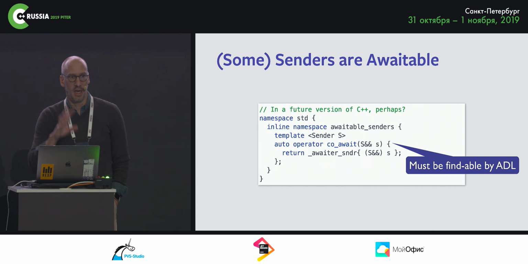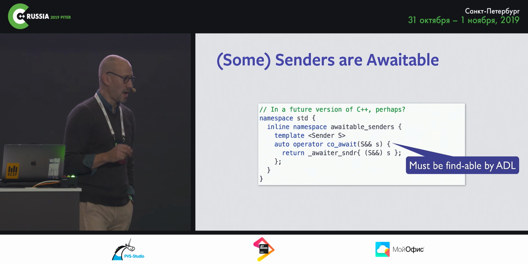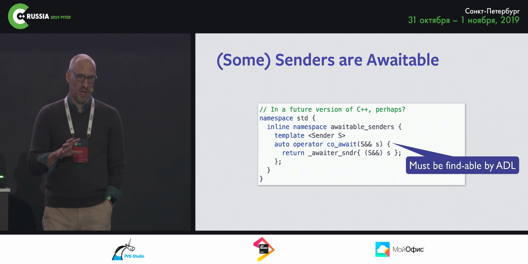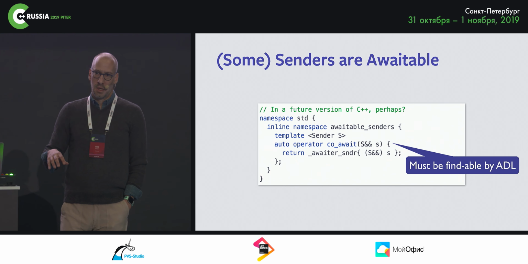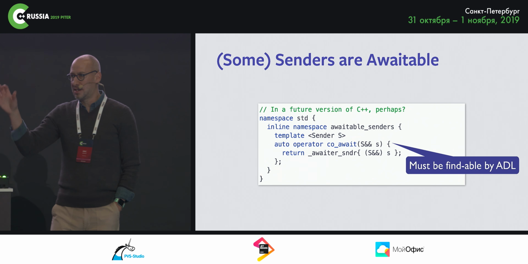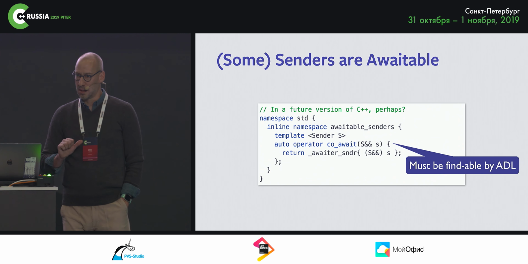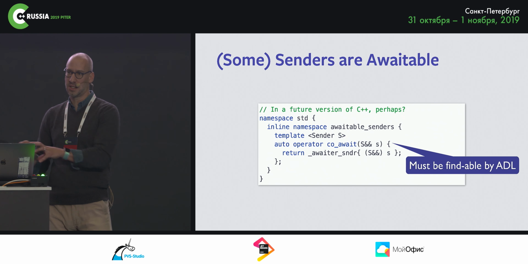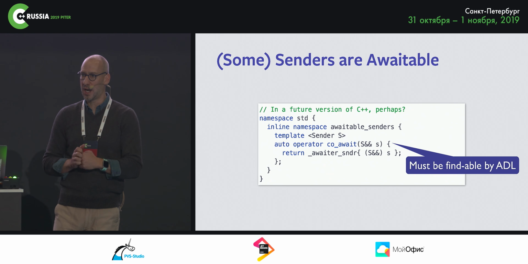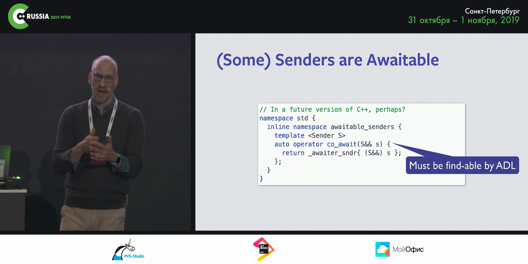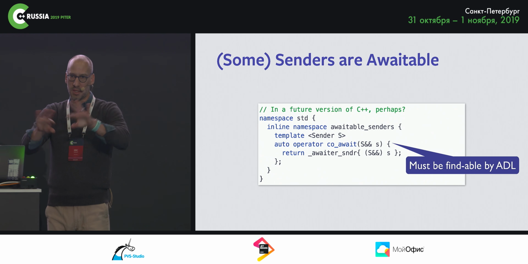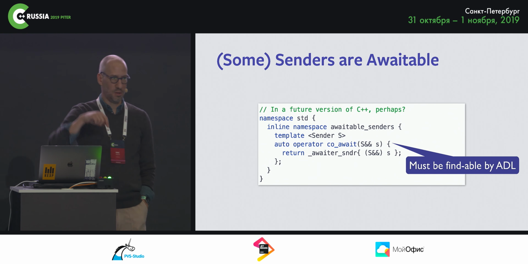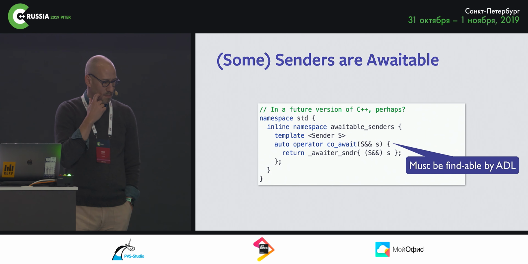So somewhere in a future version of the standard library, I hope there's going to be a function like this. There's an operator co-await that turns any sender into an awaitable thing. So if you write a sender, here's my submit function that takes a receiver, and if that's all you write, you should be able to co-await that thing in a coroutine without typing anything extra. And this is the glue that's going to make that happen.